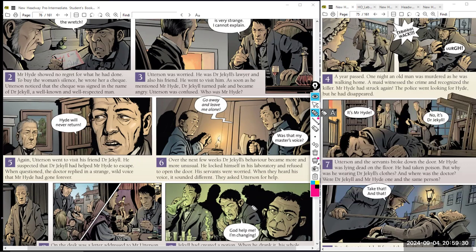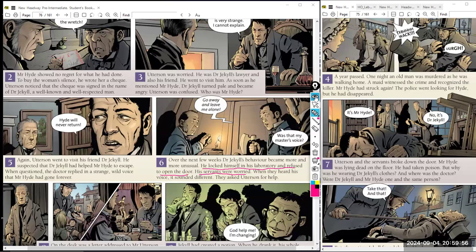If you read the frames before... He locked himself in the library. Thank you, Maisa. He locked himself in his laboratory and refused to open the door. Exactly. This is why his servants were worried.